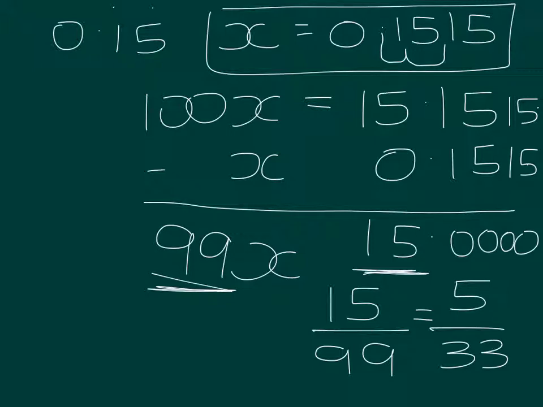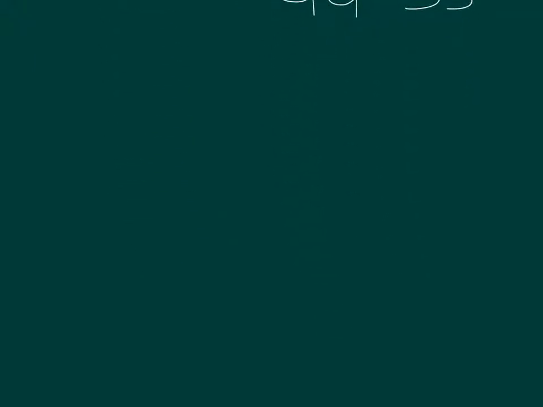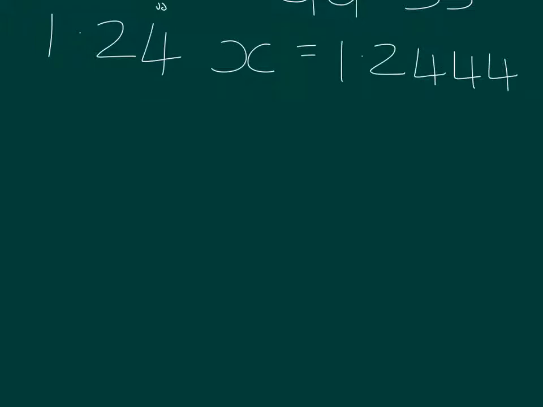I'm going to do another one with you so you can see that is how we're going to do it. Right. Let me show you this one. Okay, this one is 1.24, and only the 4 is being recurred. So we start and we go, let x is equal to 1.2444. So repeat it a little bit.